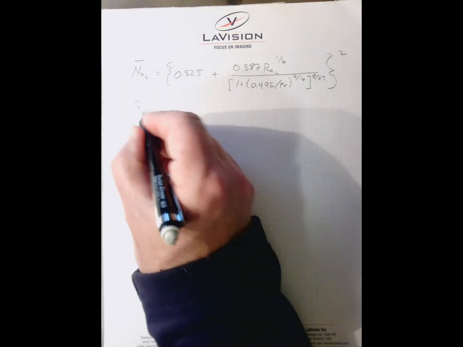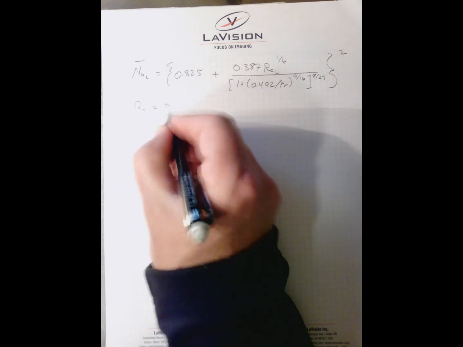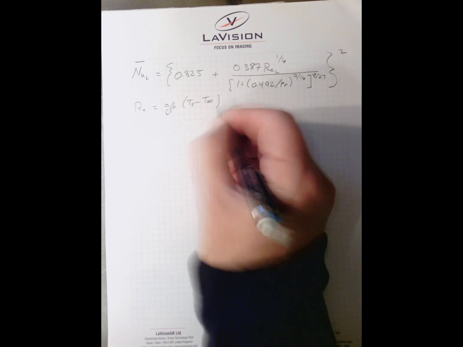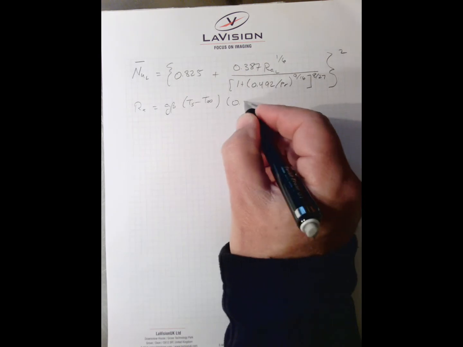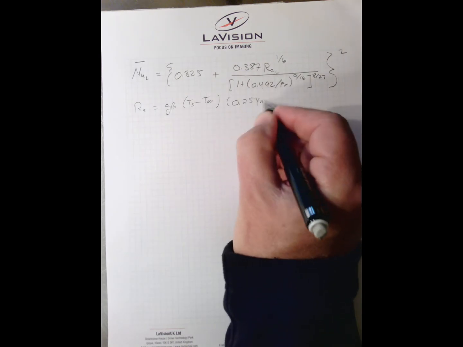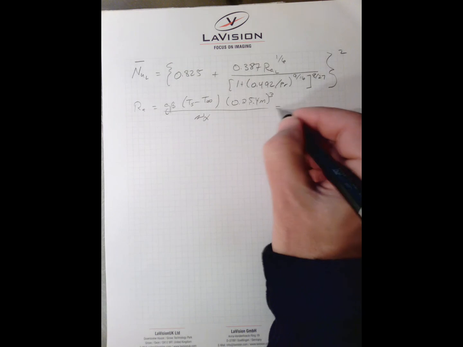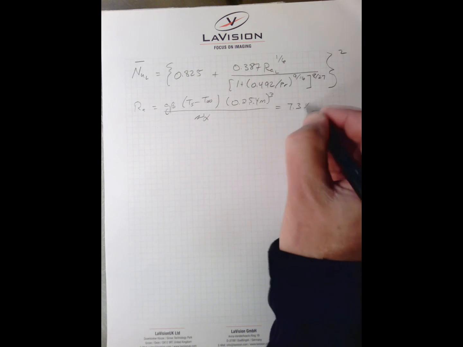All right, so now in this case, my Rayleigh number is g beta times Ts minus T infinity. Most of this remains the same, but what changes is this length scale. 0.254 meters to the cube power over nu alpha. Everything else remains the same except for this. And that gives me a much larger number. 7.3 times 10 to the 7th is my Rayleigh number now.